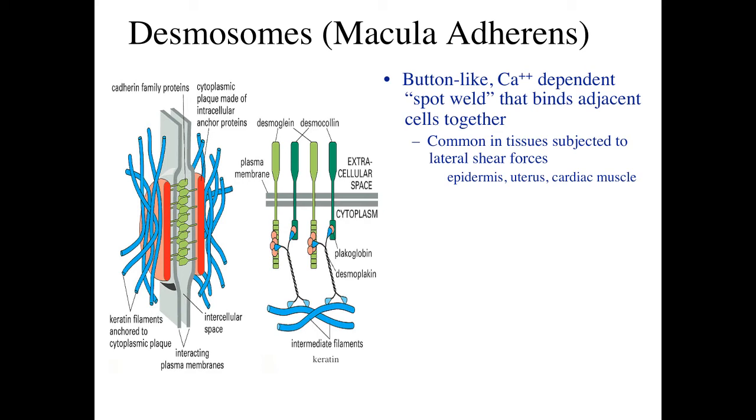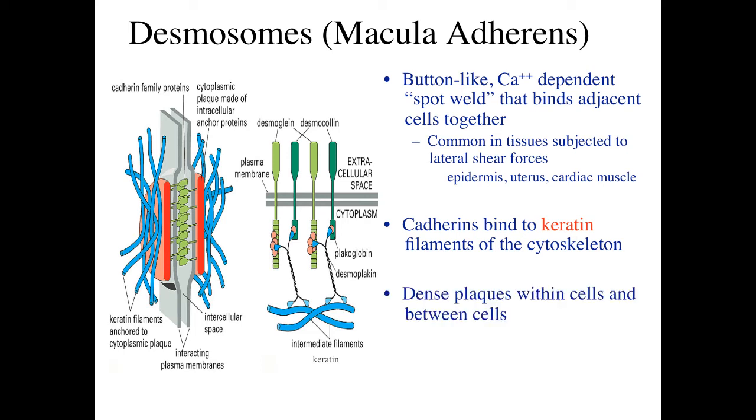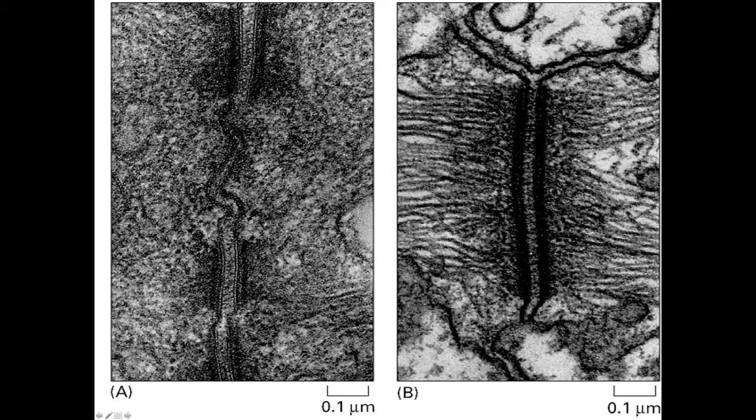They're calcium dependent. These are also very common in cells that are subject to lateral shear forces. So you find them in the epidermis of the skin. You find them particularly in the epithelium of the uterus. You also find a specialized type of macula adherens in cardiac muscle, and we'll talk about that later in the course. Cadherins bind to keratin filaments of the cytoskeleton, and they form these dense plaques within cells and between the cells. And here's exactly what they look like.